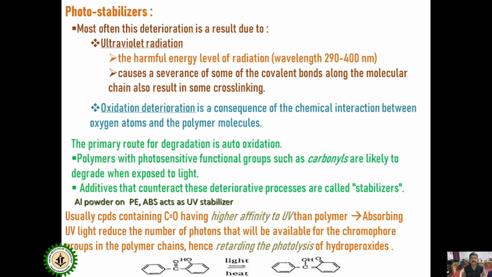Photo stabilizers: photo means mainly the degradation due to UV radiation in the sunlight. When the polymeric product is exposed to sunlight, due to the presence of UV rays, the degradation process is started. Photo stabilizers are those stabilizers which absorb the UV radiation on their own surface so that it prevents the polymeric product from the UV radiation.